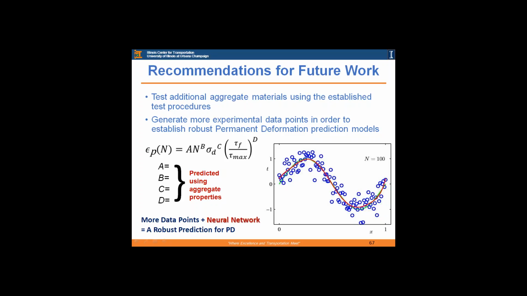And then once we have a data set that is big enough to predict the properties for other materials without being tested, then fitting the results into a neural network with more data points to get a robust prediction for permanent deformation.